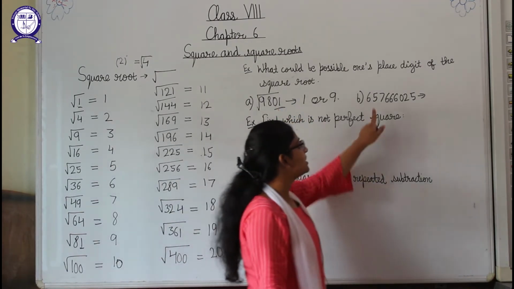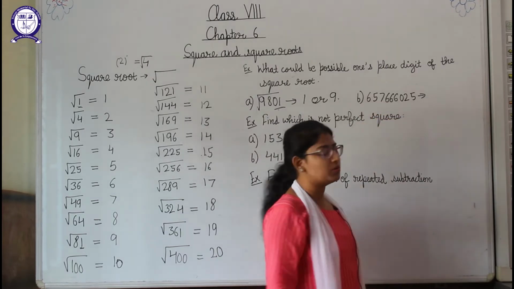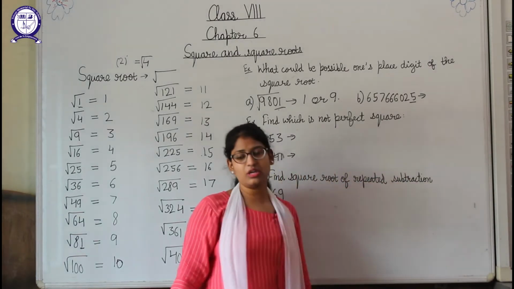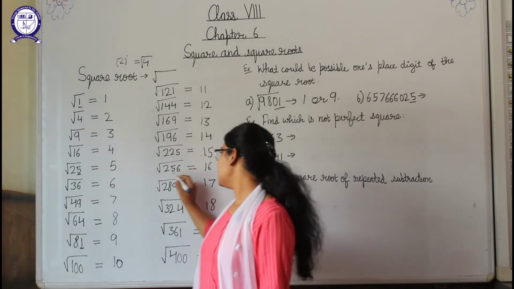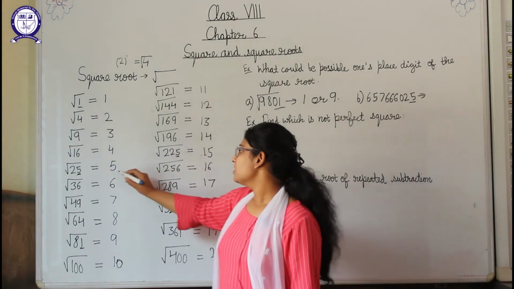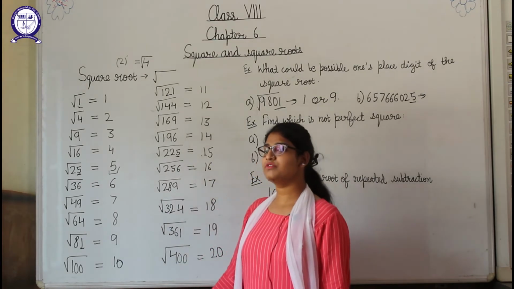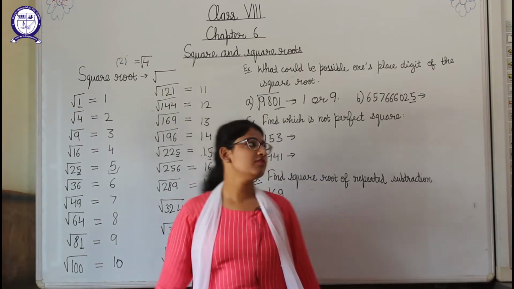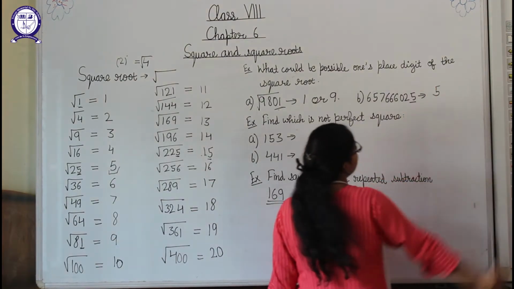Now B part. 657666025 is given to us. Here, what is the unit place digit? The unit place digit is 5, and if we see, here is 5 only, you can see here or here. It means the ones place digit of the square root can be 5 only. So we will write that the ones place digit can be 5 here.